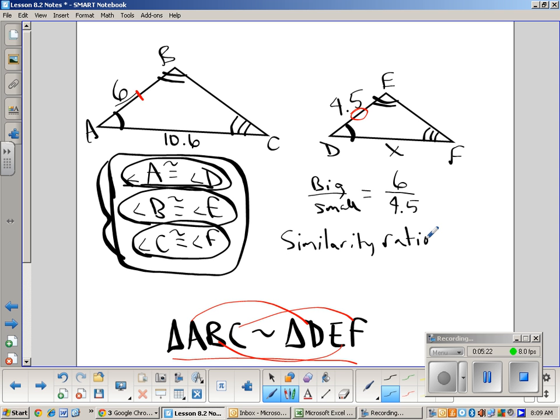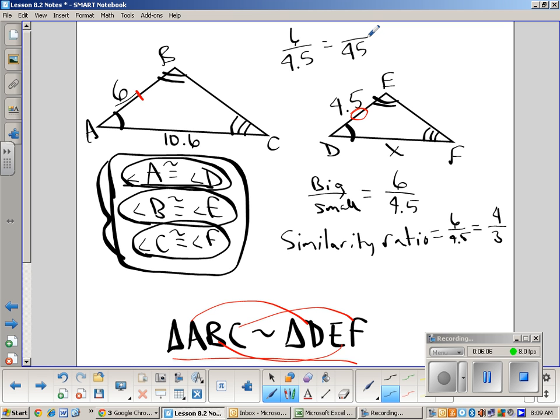If they ask for the similarity ratio, you would want to reduce this. So 6 over 4.5 reduces to, well, 1.5 goes into 4.5 3 times, it goes into 6 4 times. So if I divide top and bottom by 1.5, I get 4 over 3. Okay? Now, another way of looking at that, you might say, well, how do I know? I didn't see that 1.5 went into there. So remember, if you multiply the bottom, let's go up here, we have some room. You multiply the bottom by 10, you get 45, don't you?